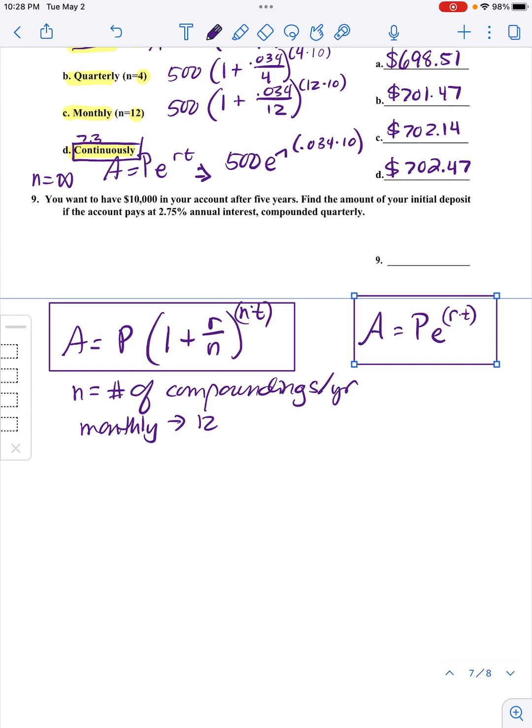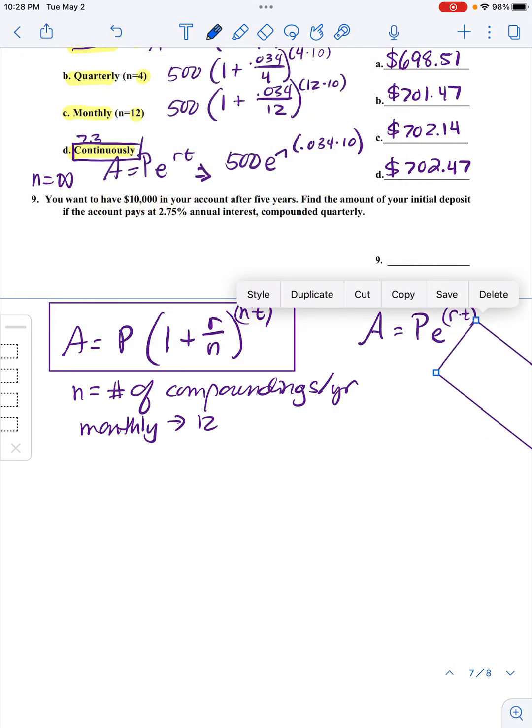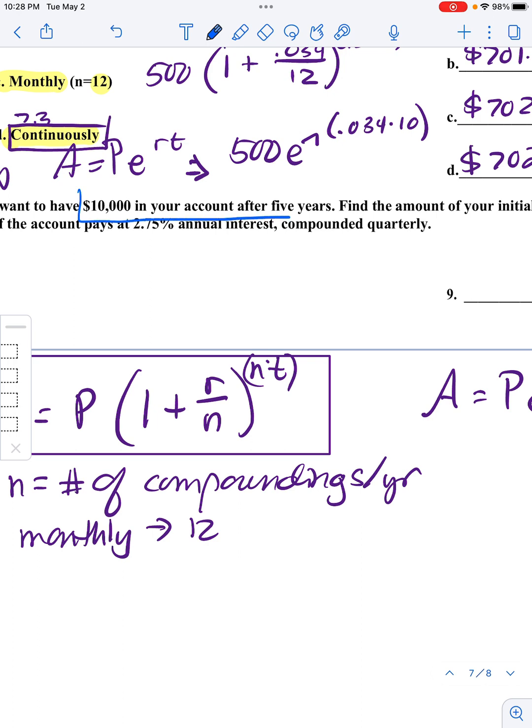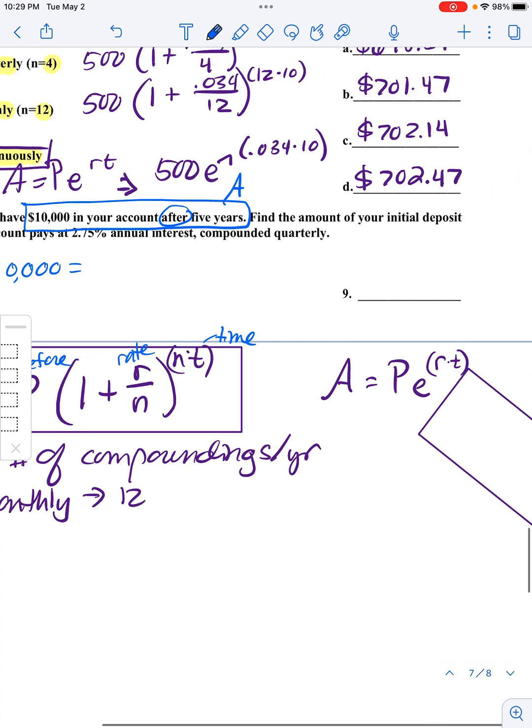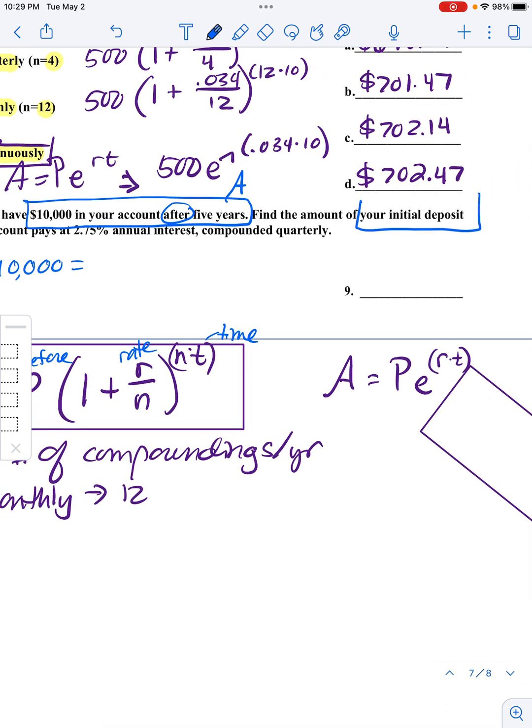Grand finale. This was on our worksheet and this is on the review, so I would know how to do this for the test. It says you want to have 10,000 after. That's your after amount. So that's actually the A in our formula from down here, because this is after and then this is our before money, and this is our rate, and this is our time, and so on. So the 10,000 is actually out front, and there was a problem like that on the worksheet. If you need to go back and look at it for that 7.2, go back and try it. It's the very last one. Find the amount of your initial deposit. So you're trying to find out the value of P.